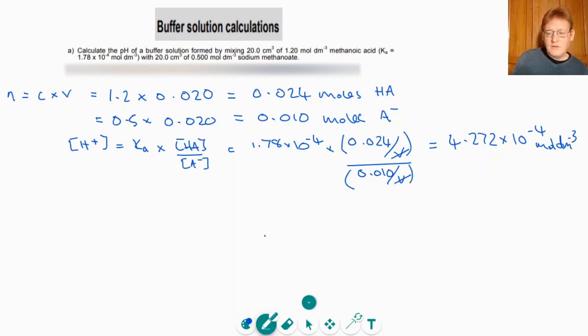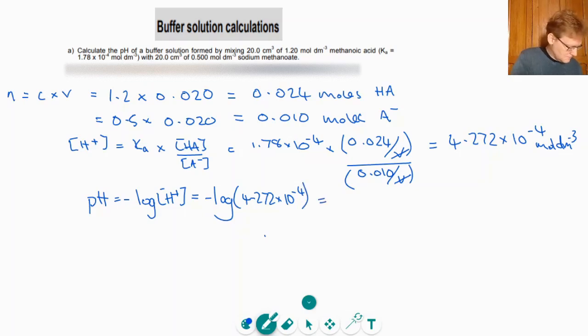Okay, and when we know the H plus, we can just go straight into the pH equation. pH is minus the log of H plus, so minus the log of 4.272 times 10 to the minus 4 to 2 decimal places will be 3.37.